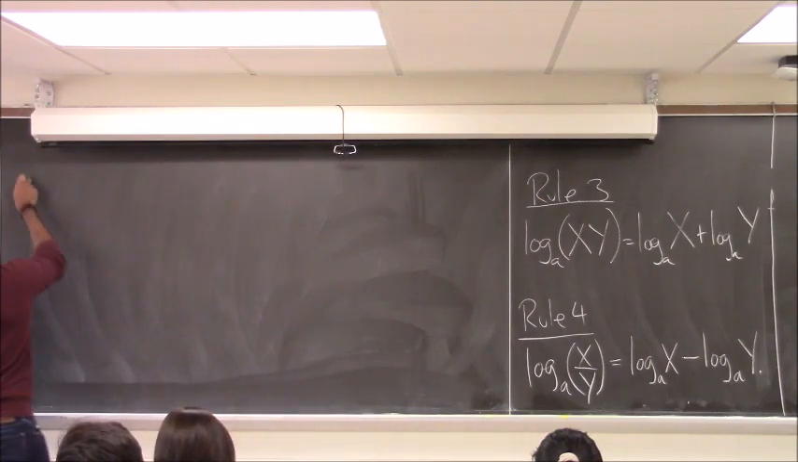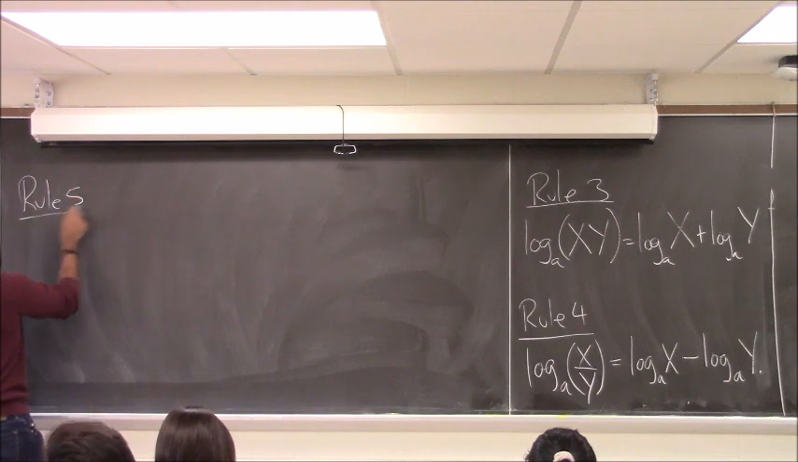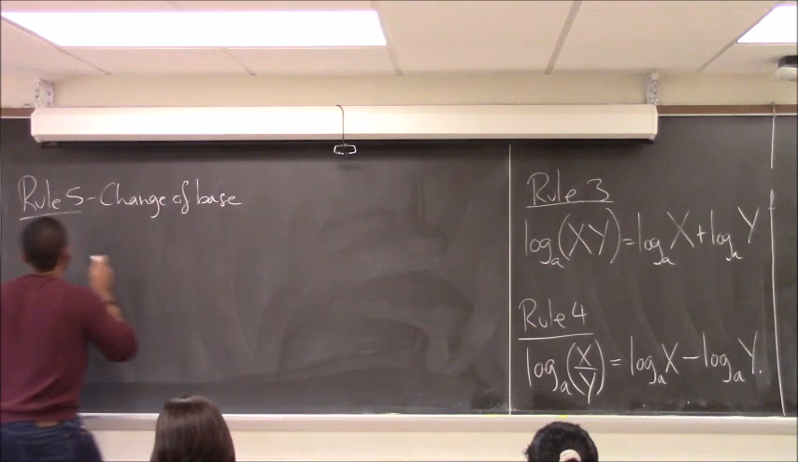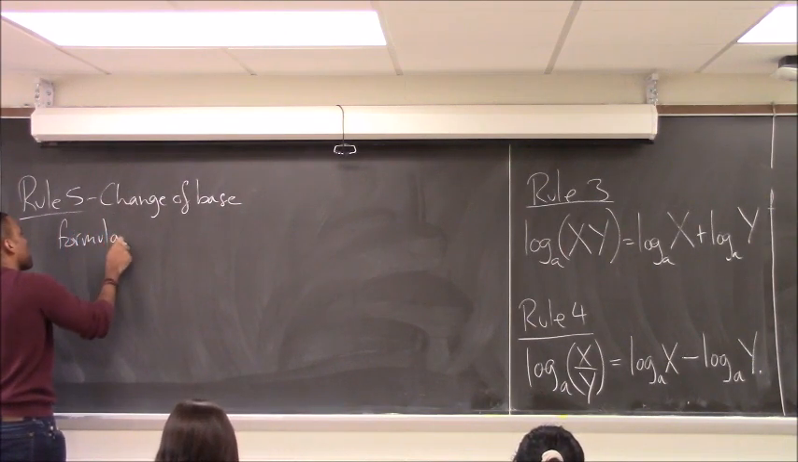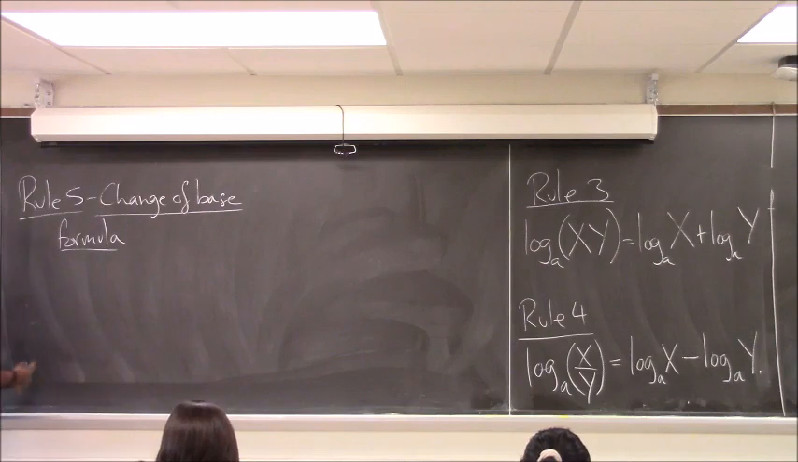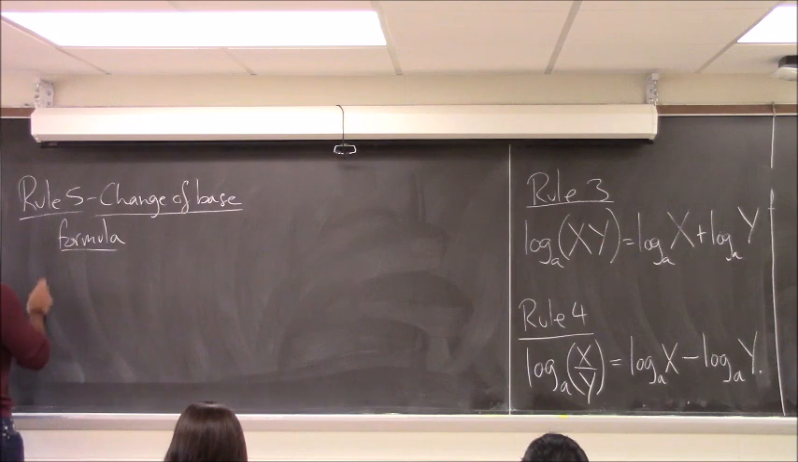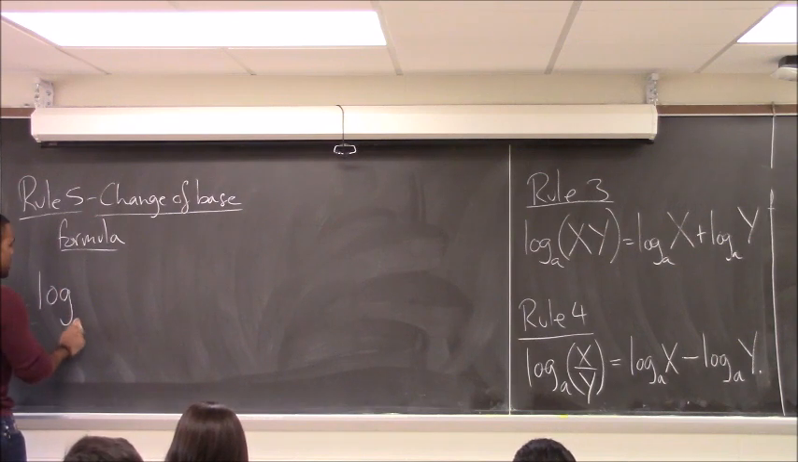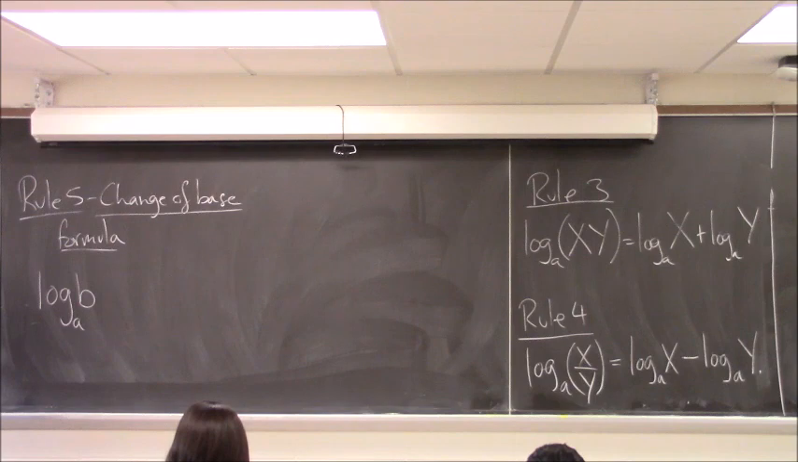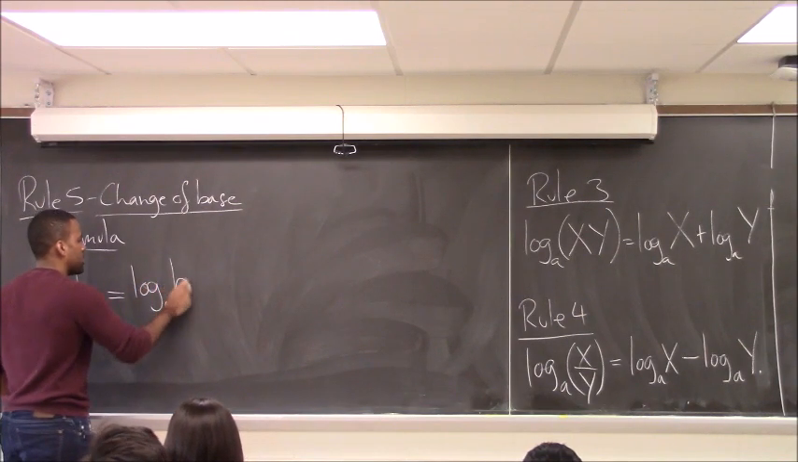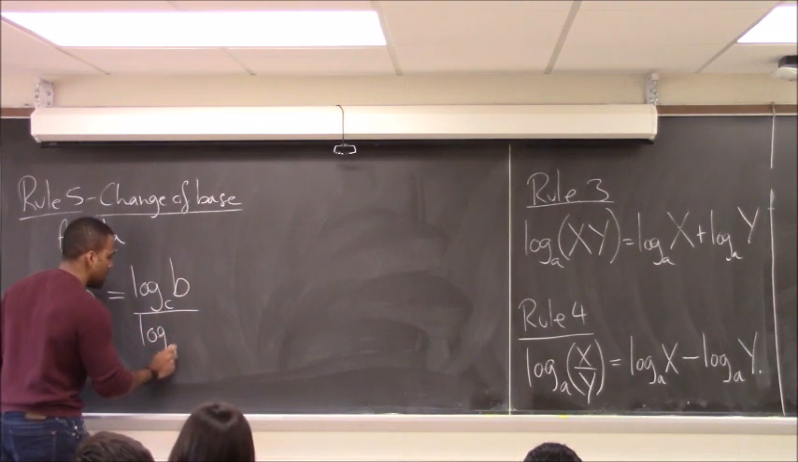Here's another rule that we'll use to help us out sometimes, Rule 5. It's called the change of base formula. I'll mention a little bit later when we would actually want to use this formula. But it says you have log to the base A of B. So here's a logarithm expressed in base A. It turns out you can change the base if you want via this formula: log to the base C of B over log to the base C of A.